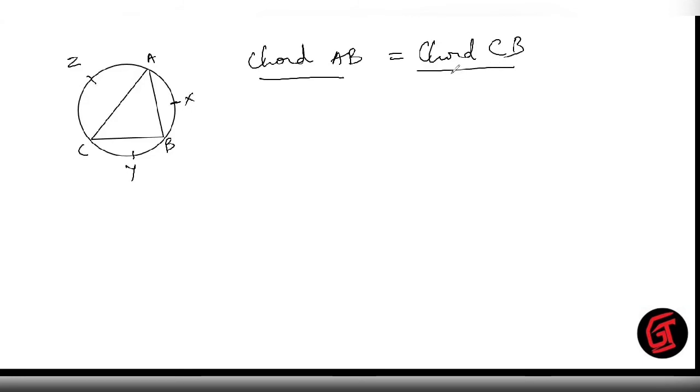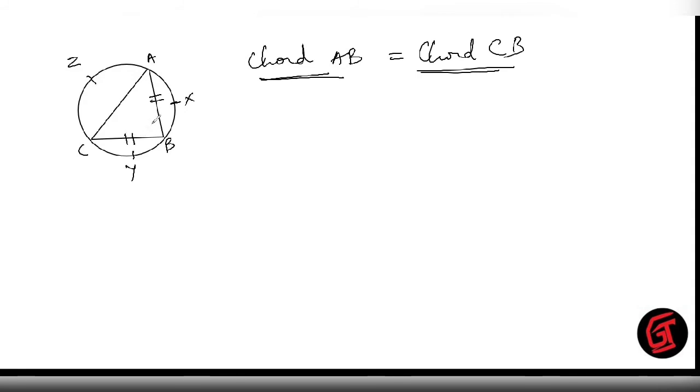Now I name these A, B, C. This is X, this is Y, and this is Z. Suppose I tell you that measure of chord AB is equal to measure of chord CB. According to the property we have learned, if two chords are congruent, then the arcs which correspond to those chords are also congruent. That means chord AB is congruent to chord CB.